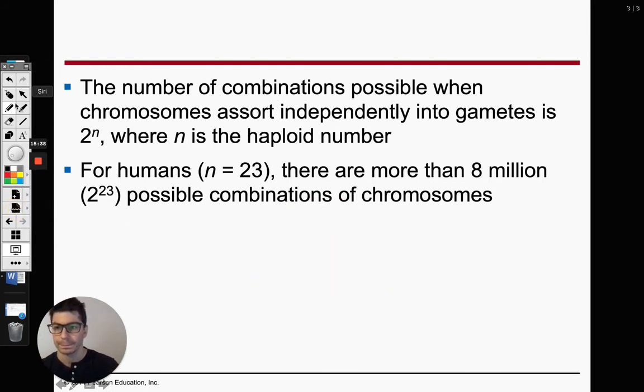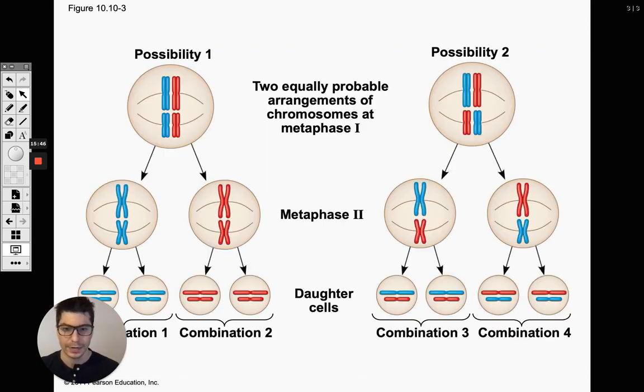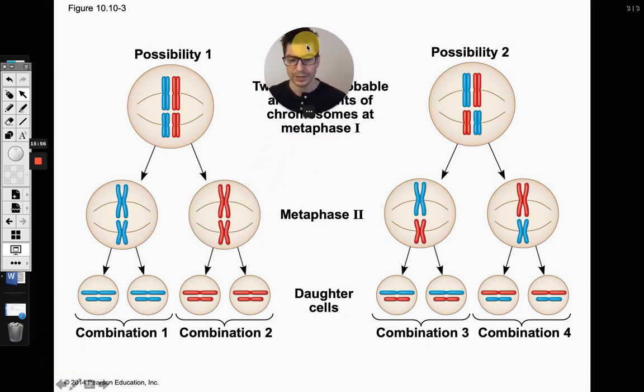All right. So independent assortment, it's nice, guys, because that also influences genetic variation because we have different ones going to each side, right? And no two of your sperm cells or egg cells are going to have the same combination. So you guys can see here, we have a bunch of different combinations that they can be right there. And this is only using like 2 chromosomes.